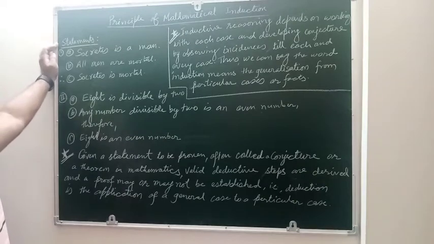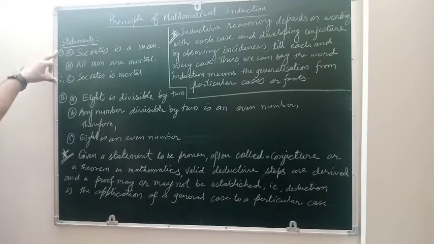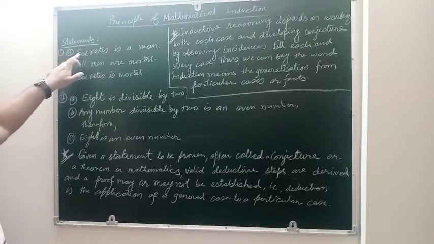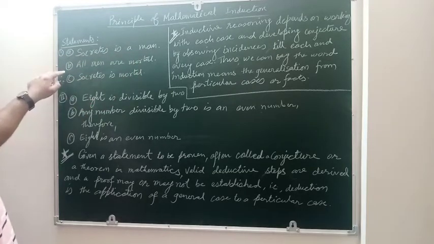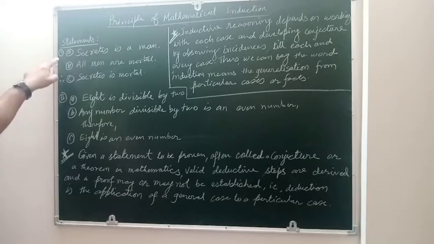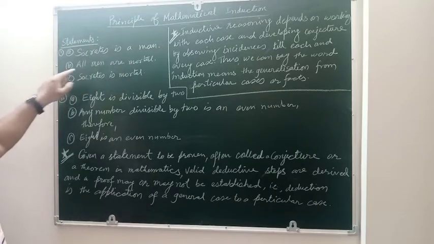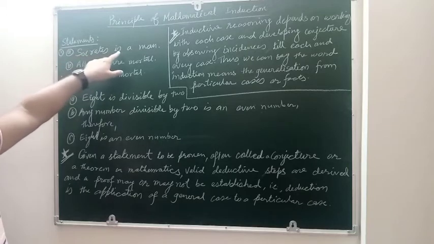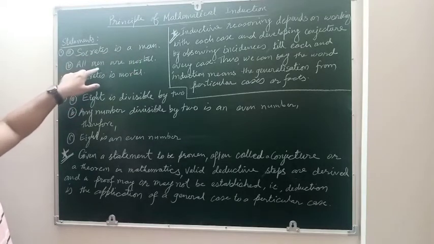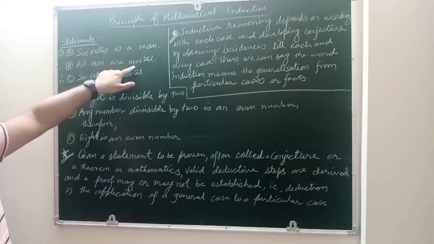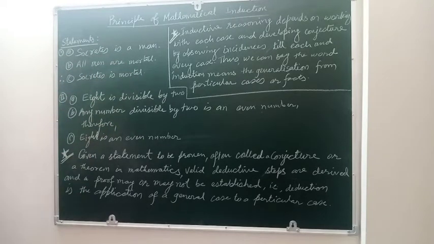Before starting the principle of mathematical induction, let us see the statements. We have two statements over here. The first one is A, saying that Socrates is a man, and in this other statement, all men are mortal. So, therefore, we can deduce that Socrates is mortal. Socrates is a man, all men are mortal. Therefore, Socrates is mortal.